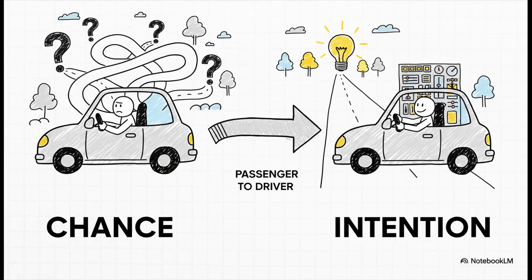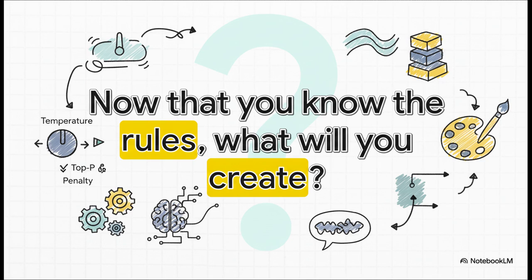Once you really understand this control panel, your whole relationship with AI changes. You're no longer just a passenger, hoping you get a good result by chance. You're in the driver's seat, and you are intentionally crafting the style and the substance of the output you need. This knowledge gives you an absolutely incredible amount of power to shape AI to your will, whether you're using it for analysis, for art, or for anything in between. So really, the only question left is this. Now that you know the rules, what are you going to create?